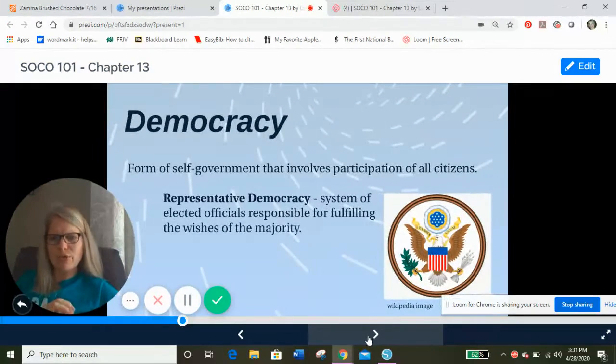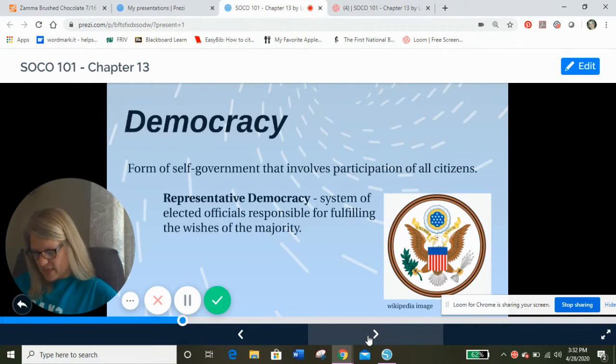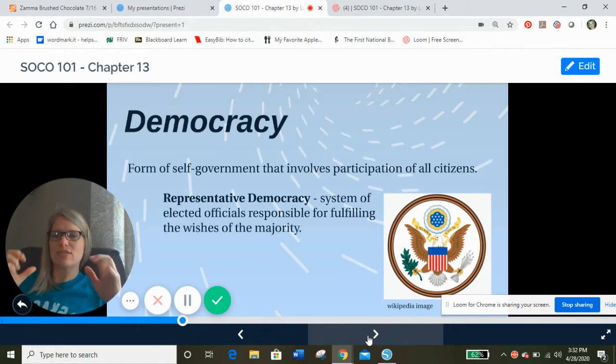So a democracy is a form of self-government that involves the participation of all citizens. An example of this would be a New England town. When our country was first formed, in those first colonies, those little New England towns, when they wanted to make a decision about something, they would get everybody together, which technically wasn't everybody because women weren't allowed to vote at that time, but all the men would get together and they would vote as a group on how things would work. So that is an ideal type.